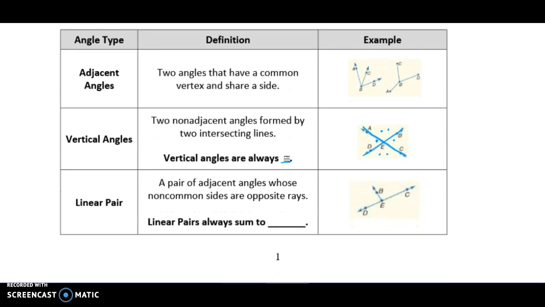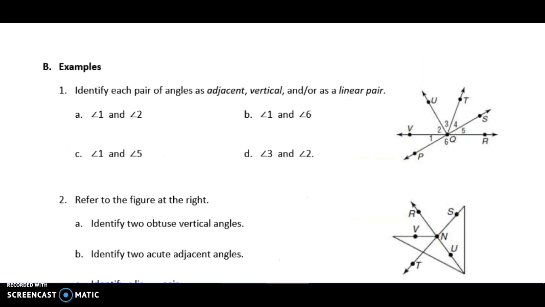And your linear pair is two adjacent angles that create that straight line, those opposite rays. So you can see I have angle DEV and CEV come together, making a linear pair. They will always add up to 180 degrees because it creates that straight angle situation.